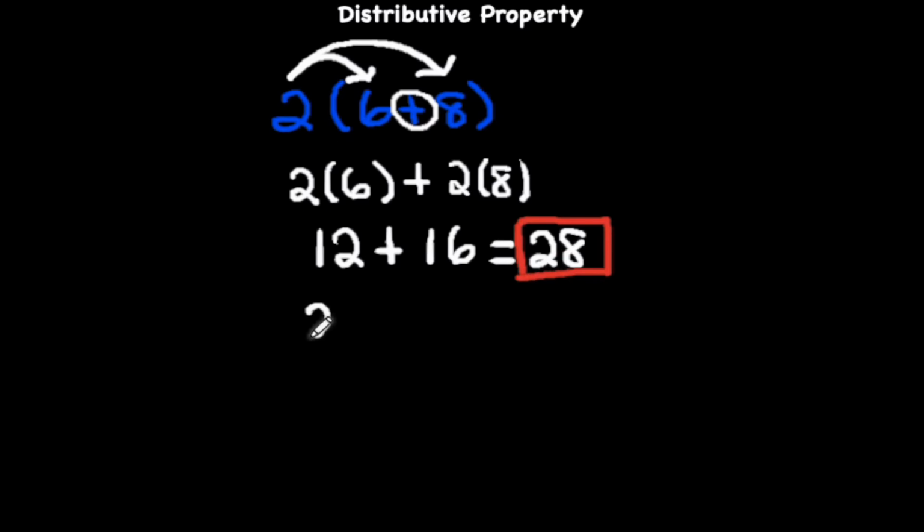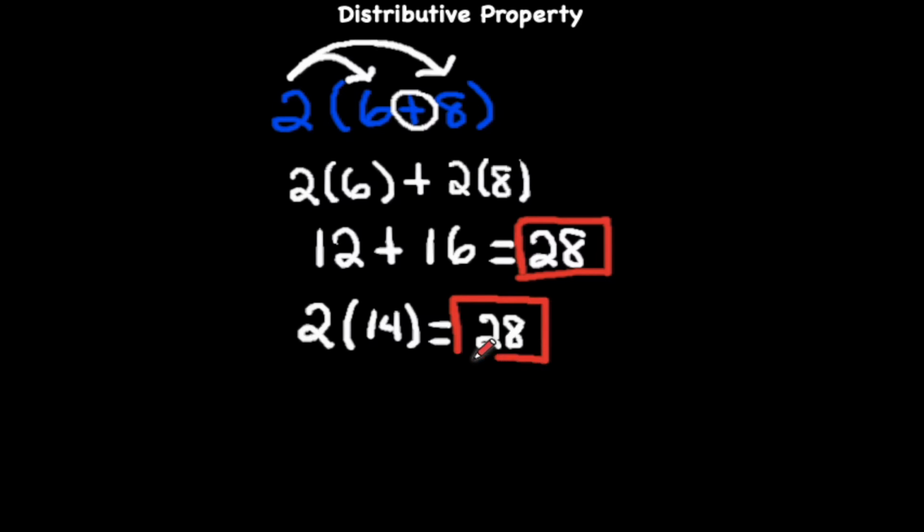So notice that this also works for the order of operations, right? Of course, we're told to work with what's inside grouping symbols first. So we have 6 plus 8, which is equal to 14. So 2 times 14 is also equal to 28, okay?